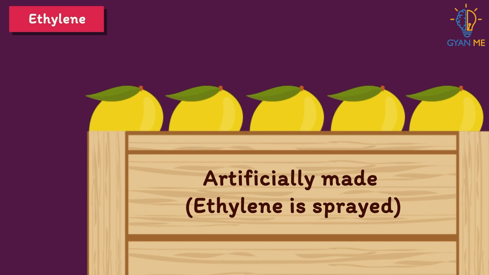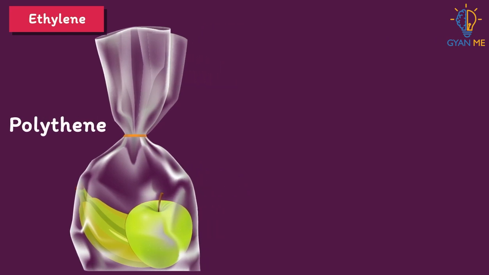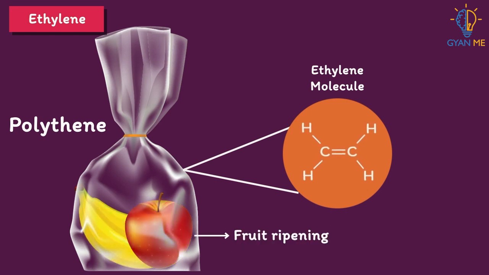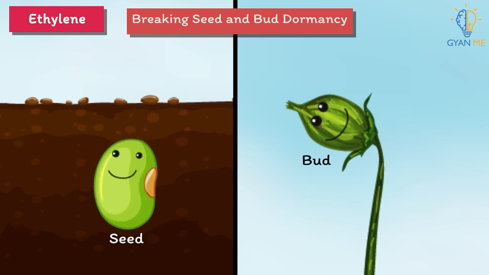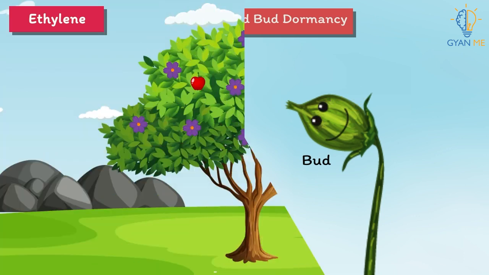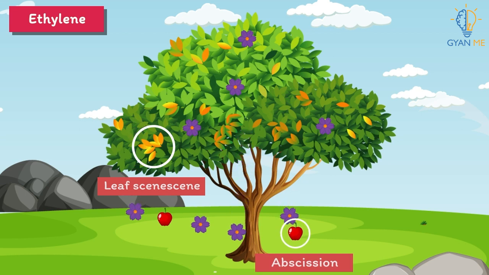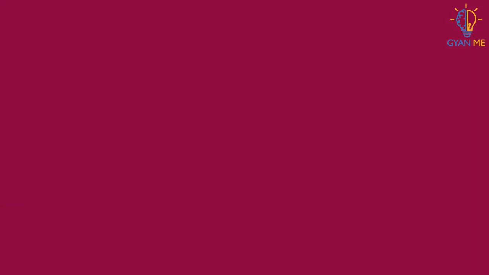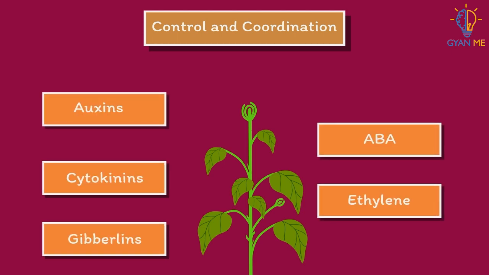Can you guess why fruits ripen faster if they are wrapped in polythene bags? It is because polythene bags are made up of ethylene molecules, which help in fruit ripening. Ethylene also helps in breaking seed and bud dormancy in some species of plants. Ethylene speeds up both leaf senescence, that is their aging, and flower and fruit abscission, that is their falling. Ethylene inhibits stem elongation. So students, we can see that plants also exhibit control and coordination through plant hormones.